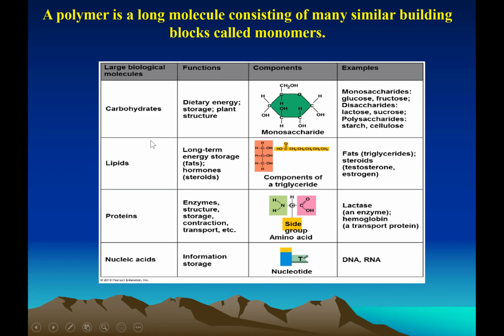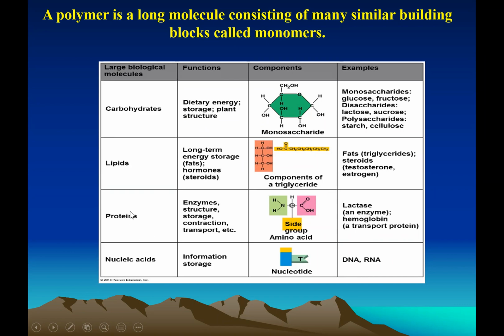Lipid is not a polymer. It is made up of two different molecules. Again, it's a very high energy molecule. It also is the precursor for many of the hormones and steroids in your body. It is made up of glycerol, and this long chain is called a fatty acid chain. And here are some examples of fats, which are triglycerides, and some hormones, which are estrogen and testosterone. They're all lipid-based hormones.